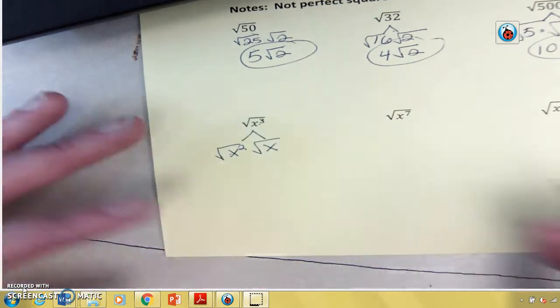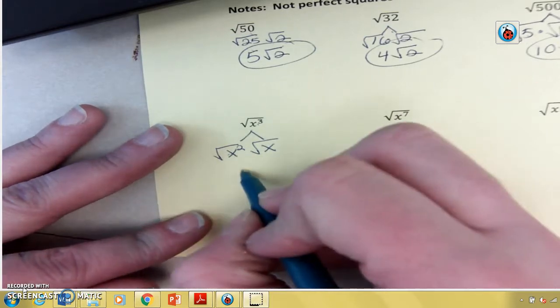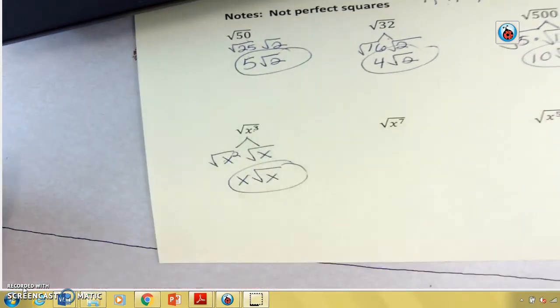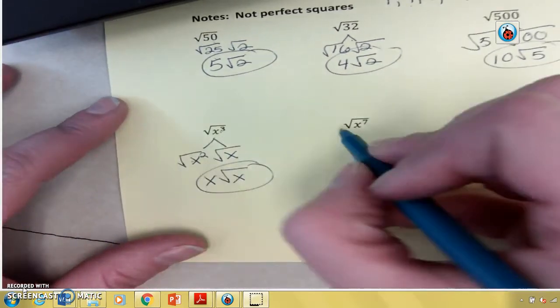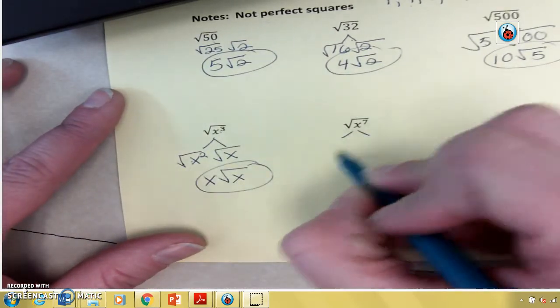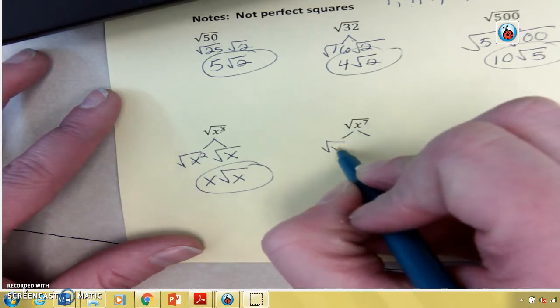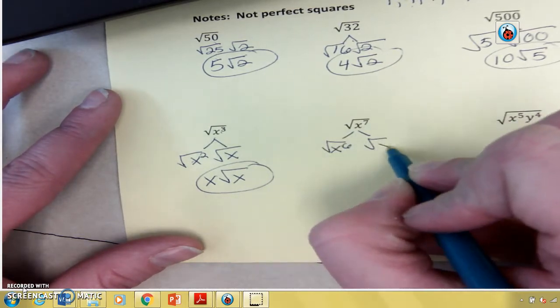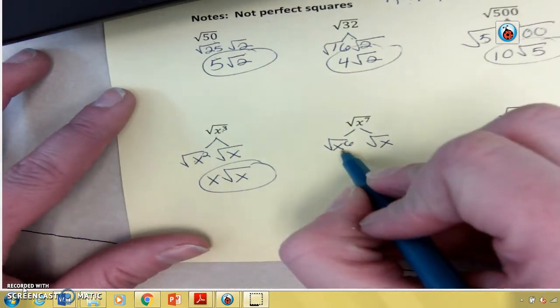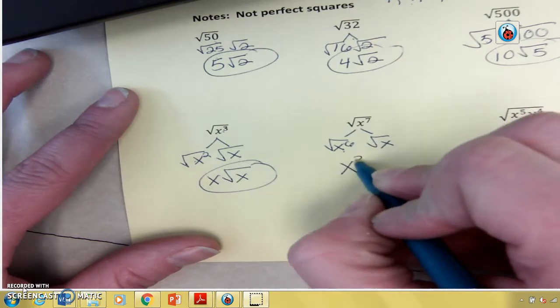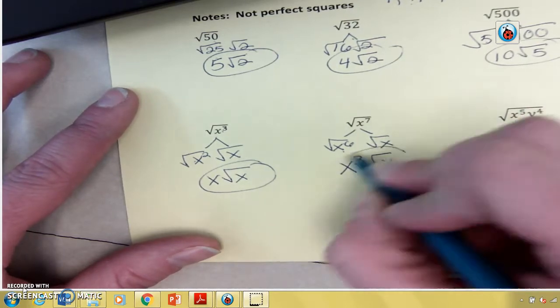Then I take the square roots of the ones I know. Square root of x squared is x. I have no clue what the square root of x is, so I leave it just like that. Here, I really just look for even numbers because I'm looking for something that can be divided by 2 nicely. So this is x to the 6th times the square root of x. Square root of x to the 6th, I just use that idea of it's really the exponent divided by 2. So it's x to the 3rd, square root of x.